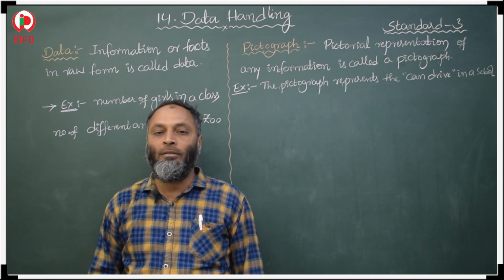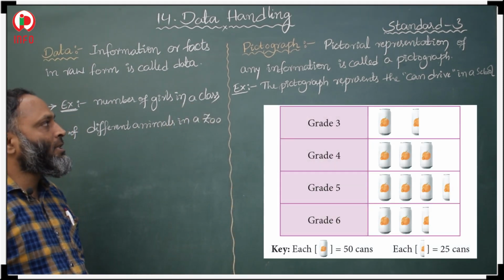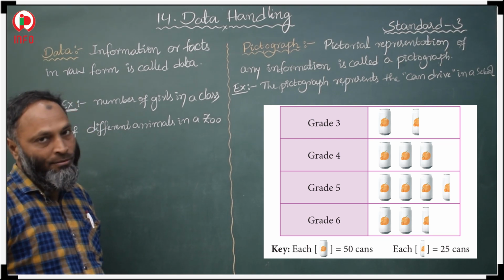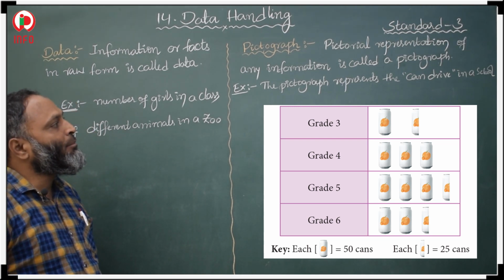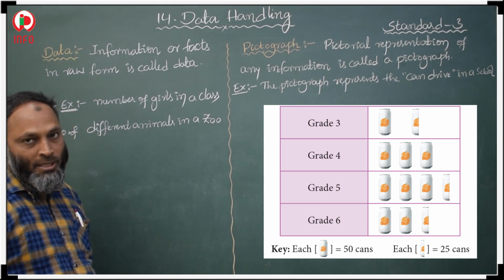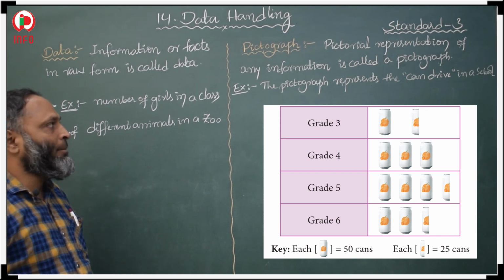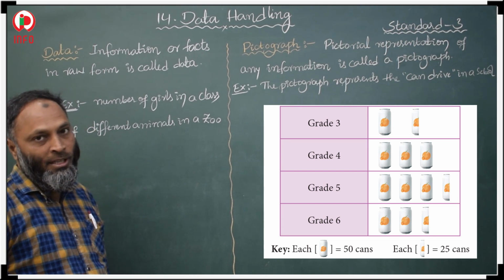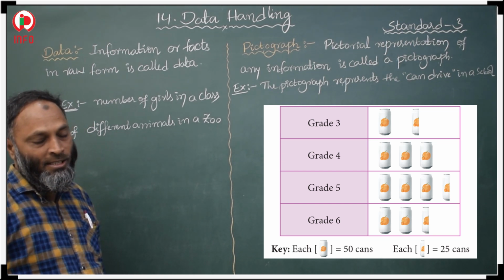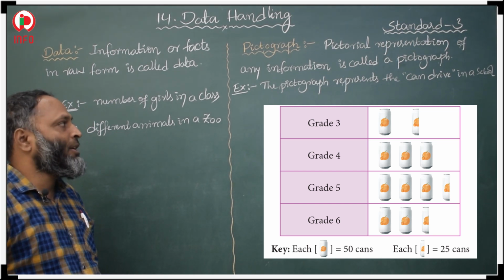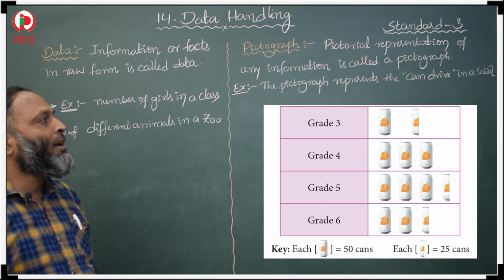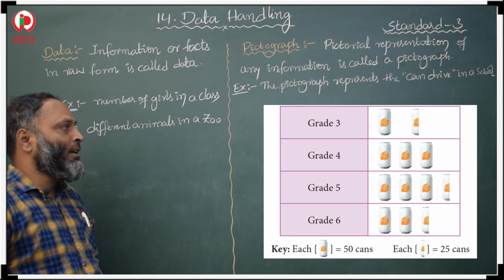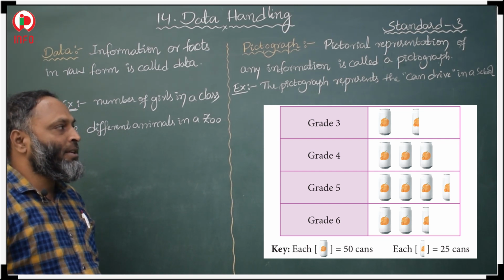Okay. Now, students, here is the pictograph. So what is a pictograph? Pictograph means pictorial representation. Using a picture we can represent the information. Whatever the data is, we represent the data using pictures. That is called a pictograph. So here in this example, a pictograph representation is given.